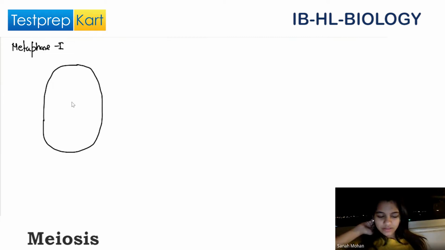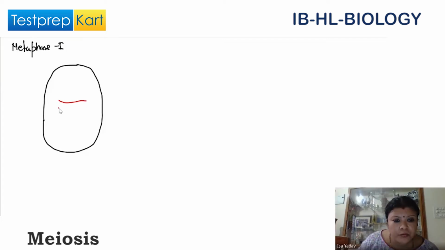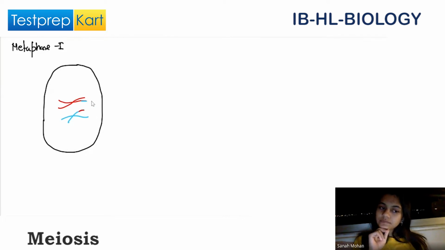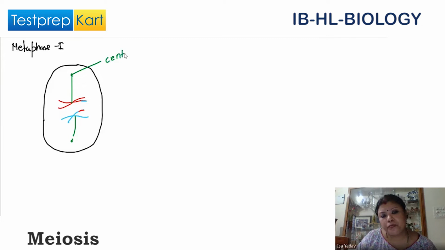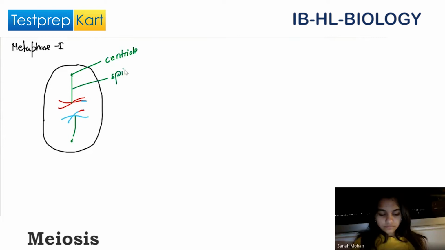Yes. See here, there's one chromosome. There's another chromosome. Remember, it was exchanged. Now, centrioles are present here. So, centrioles will send out. This is the centriole. This is the spindle fibers.